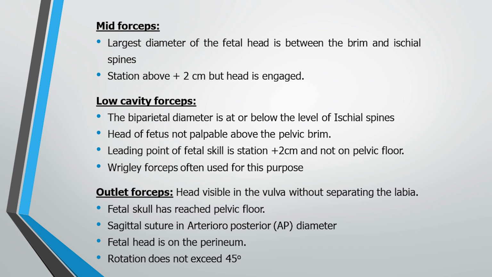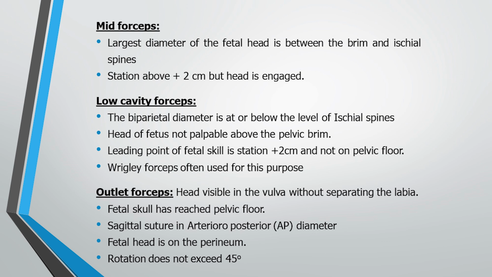The low cavity forceps: the biparietal diameter is at or below the level of the ischial spines, and the head of the fetus is not palpable above the brim. That means the head has engaged completely, and the leading point of the fetal skull is at station +2, but not yet on the pelvic floor. And Wrigley's forceps, the lightweight forceps, is what is available for this low cavity forceps.